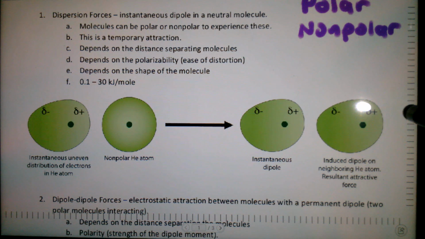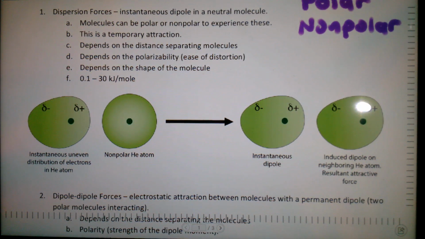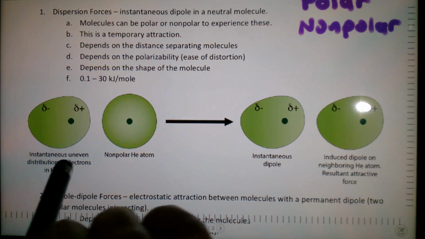Okay, so our first force is called a dispersion force. So it doesn't matter anything that you have, polar, non-polar, ion, doesn't matter. Everything experiences what are called dispersion forces. So that's an instantaneous dipole in a neutral molecule. Okay, so I'm going to explain kind of how that works, and then we'll go and look at some of the properties and energies.